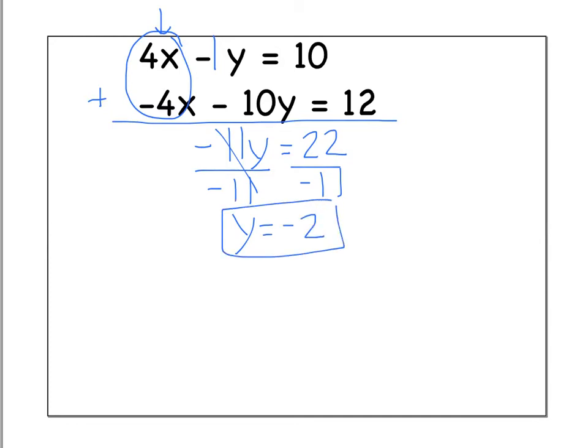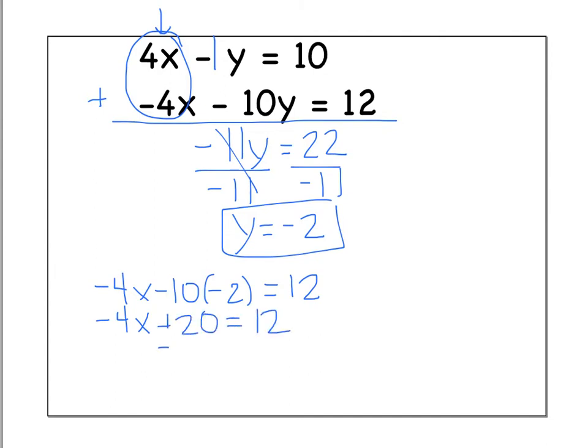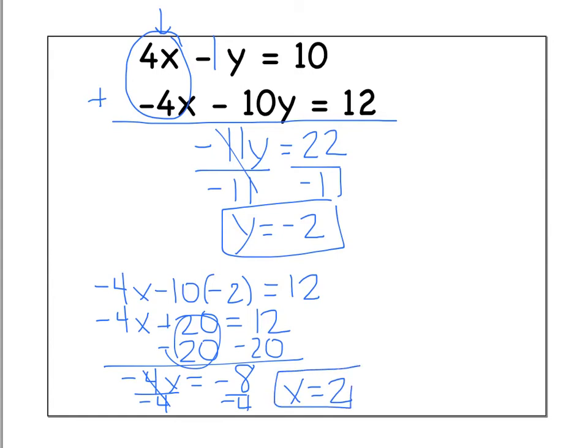So now I'm going to plug in. I've got negative 4x minus 10 times negative 2, and that should equal 12. So we have negative 4x, a negative 10 times a negative 2 would be a positive 20, equals 12. We'll subtract 20 from both sides. Negative 4x equals negative 8. Divide by negative 4, and x equals positive 2. So we write our final answer as 2, negative 2.